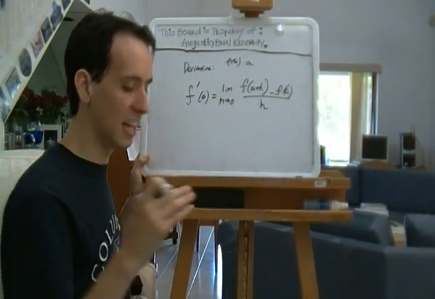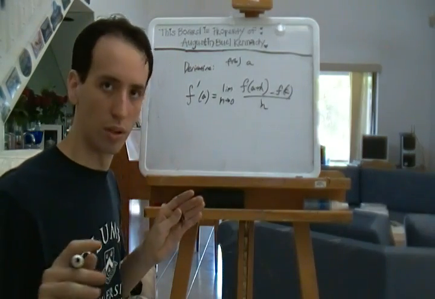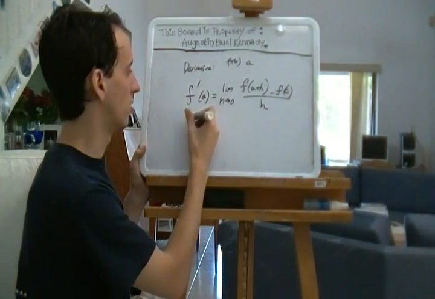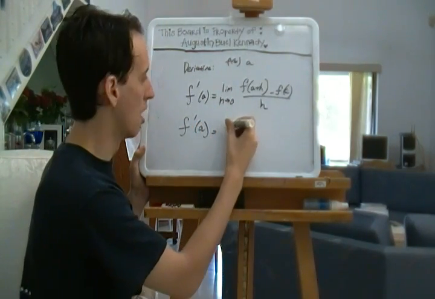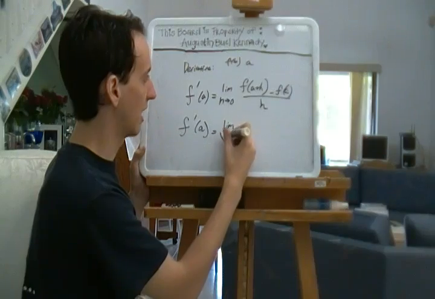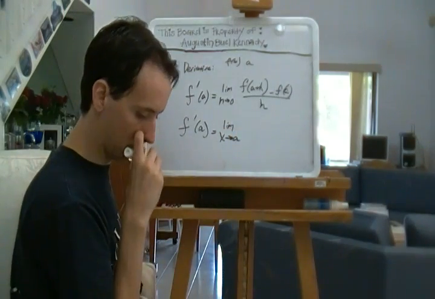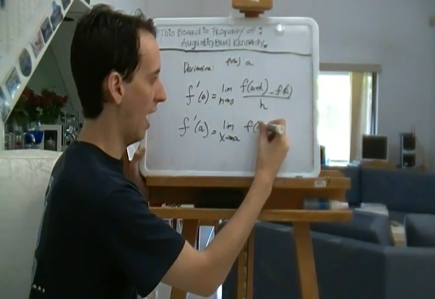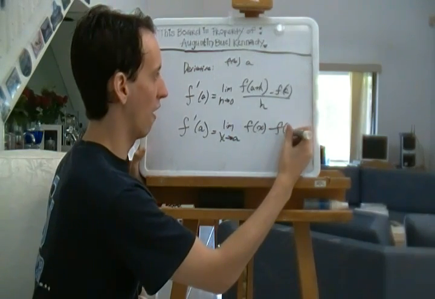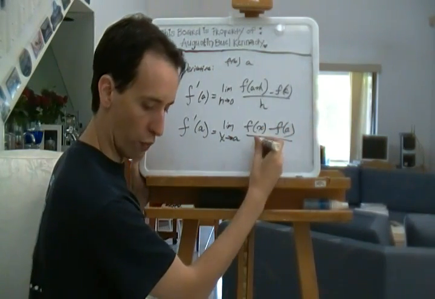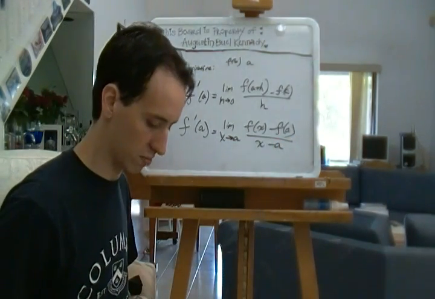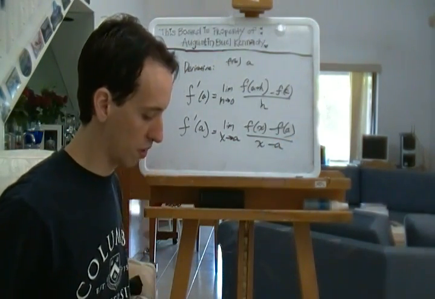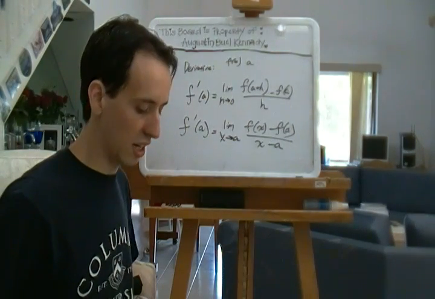Okay? And in general, you can write it like this. F prime of a is the limit as x approaches a of f of x minus f of a over x minus a. That's what the derivative is. It looks like a slope, and that's what it is.